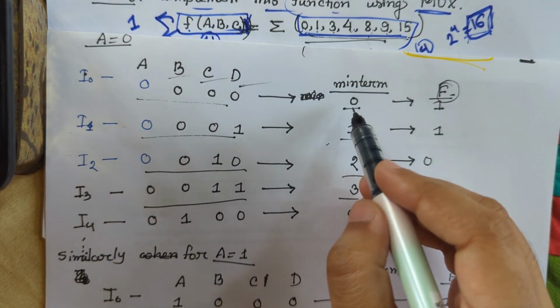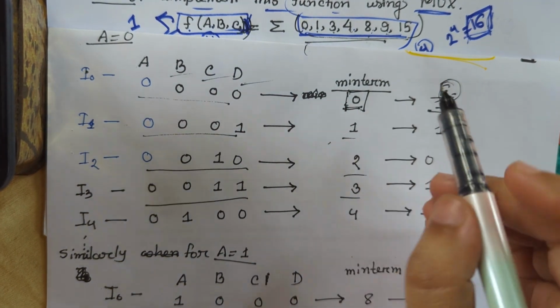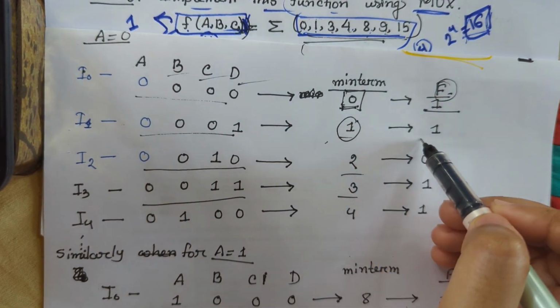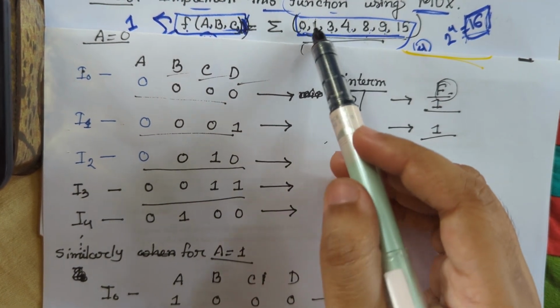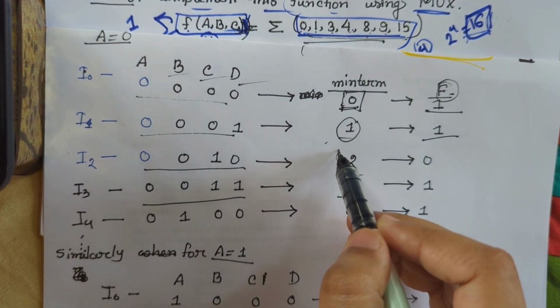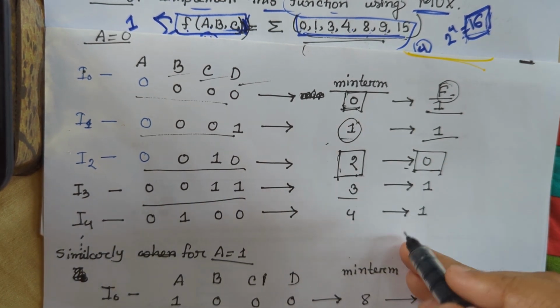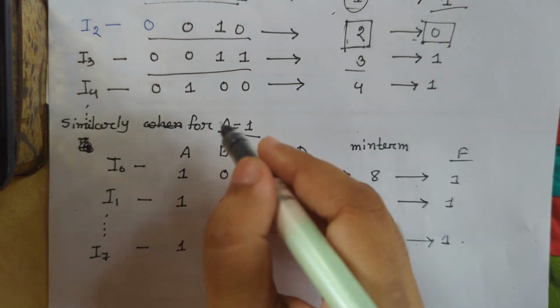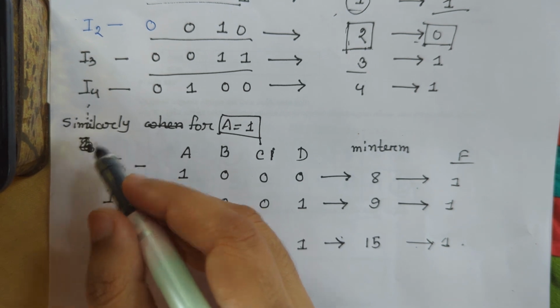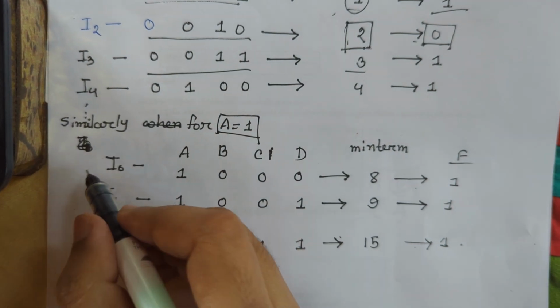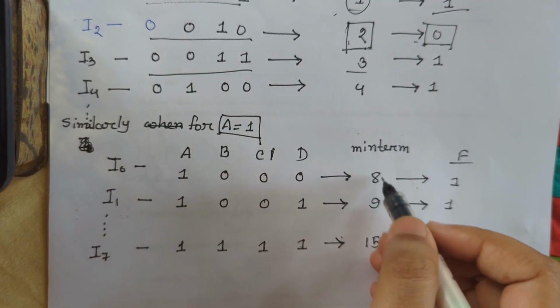So here is 0. In the minterm 0 we will write 1. In the minterm 1 we will also write 1. And there is no minterm 2, so in minterm 2 we will write the function as 0. This is how we will write all the functions. And similarly for A equals 1, we will also write another 8 functions which represent the minterms from 8 to 15.